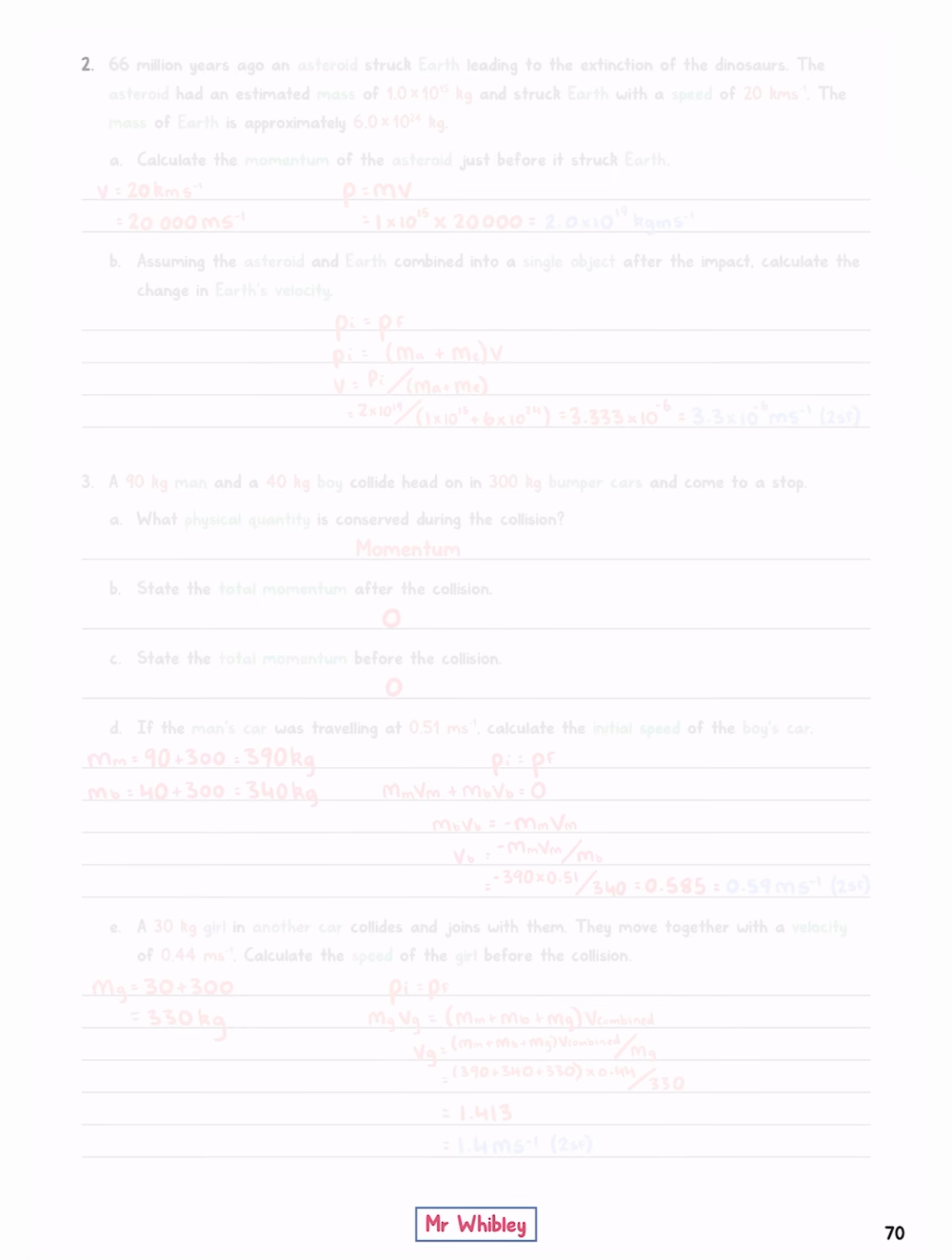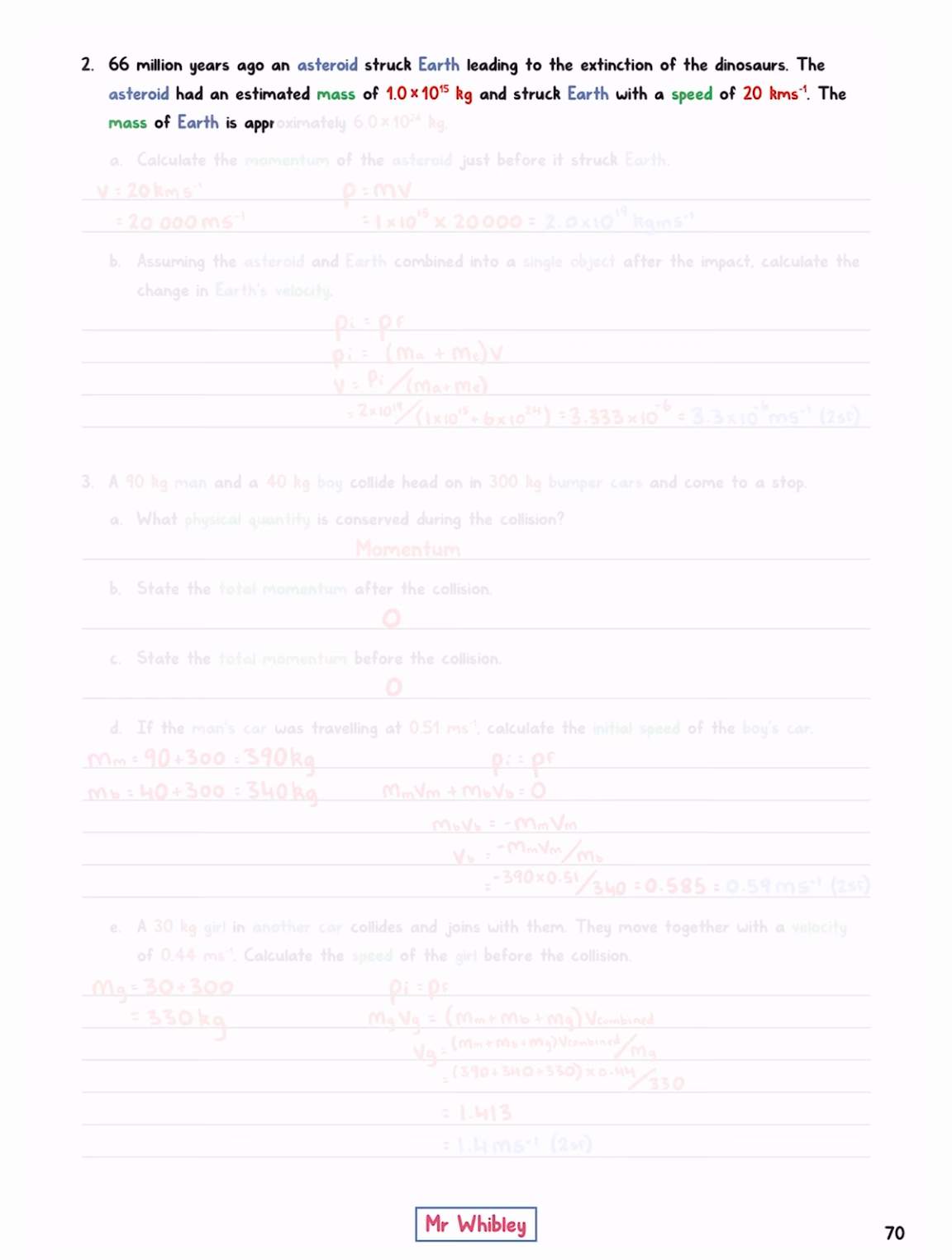Question 2. 66 million years ago, an asteroid struck Earth, leading to the extinction of the dinosaurs. The asteroid had an estimated mass of 1.0 times 10 to the 15 kilograms and struck Earth with a speed of 20 kilometers per second. The mass of the Earth is approximately 6.0 times 10 to the 24 kilograms. Calculate the momentum of the asteroid just before it struck Earth.